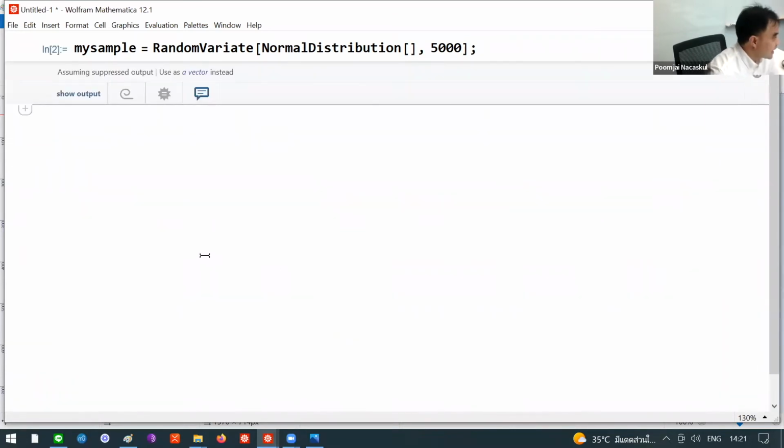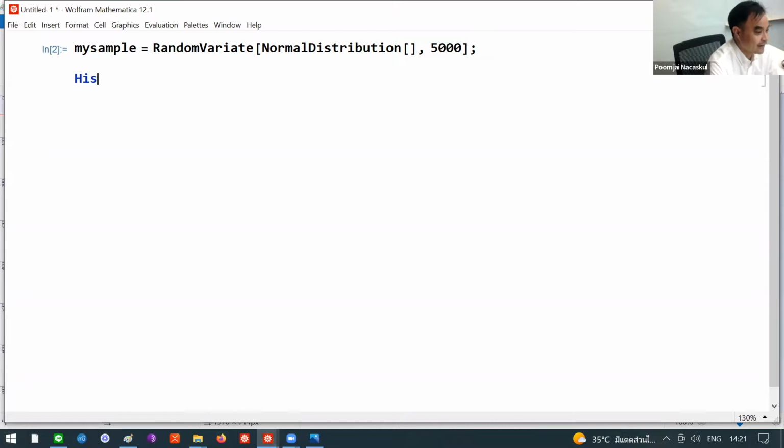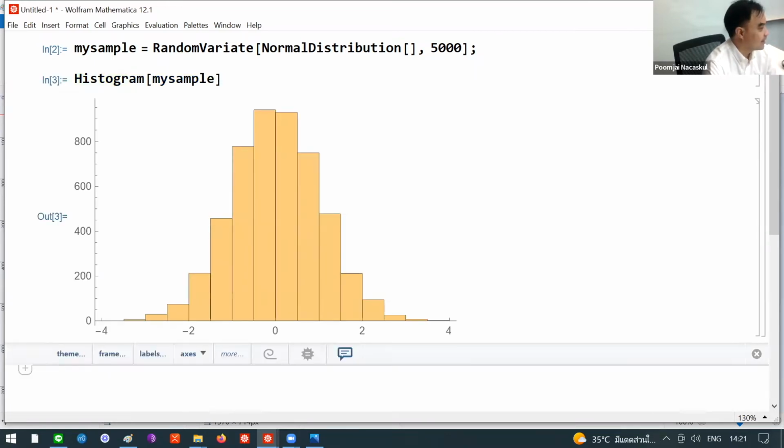Okay, let's visualize it. How would you visualize 500 data points? Would you write them all down in a big table and stare at it? Most likely not, right? You know this, in Excel, you have this function called a histogram or something like that, right? Well, same thing. So let's do this. Histogram, my sample.